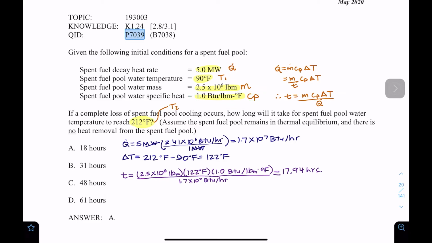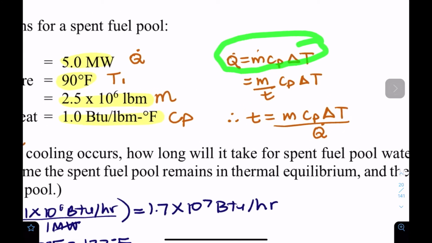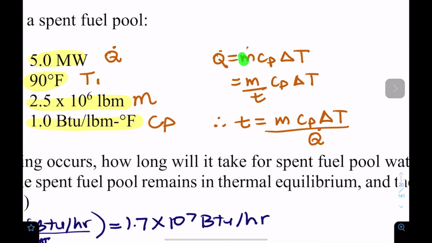So remember my formula, Q = m cp delta T. My m is a rate, so I know I can do mass over time. And this one, I can just turn it into that, because here it's just giving me the mass part of it, right? So I can turn that into this, and then everything stays the same.